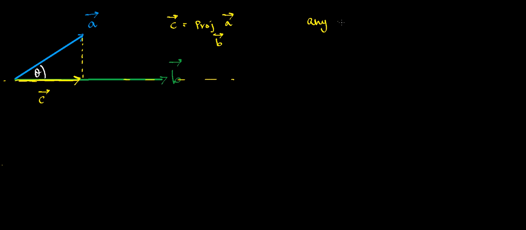Well, any vector has magnitude and has direction. In fact, you can think of any vector as the magnitude of this vector multiplied by a unit vector pointing into the same direction. So if we find the unit vector pointing into the direction of C, then we find the magnitude of C. We in fact found the vector C.